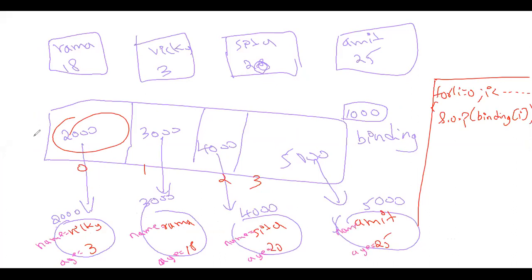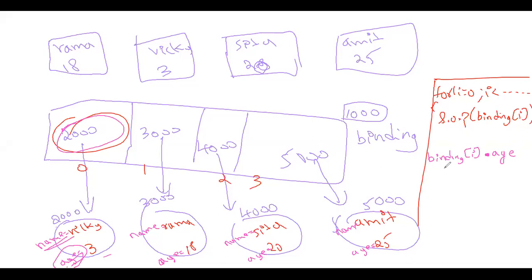When you said binding of 0, binding of 0 will give you 2000. In that address, do you want name or do you want age? That is what I have to tell. Now let me say I want age. In that case, I have to write binding of I. This is one object. For this, I will apply the dot operator and say age.